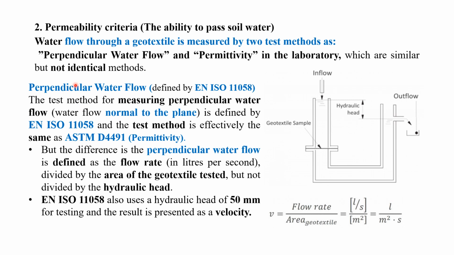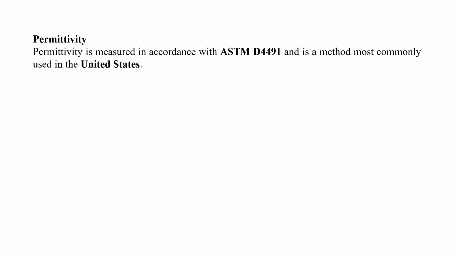Whenever we follow the EN ISO 11058 method, which follows the perpendicular water flow, to fulfill the permeability criteria we have to measure the velocity in the laboratory, which is equal to flow rate divided by area of the geotextile sample, liter per second divided by meter square, which equals liter per meter square second. So the permittivity method is followed by ASTM D4491, a method most commonly used in the United States.